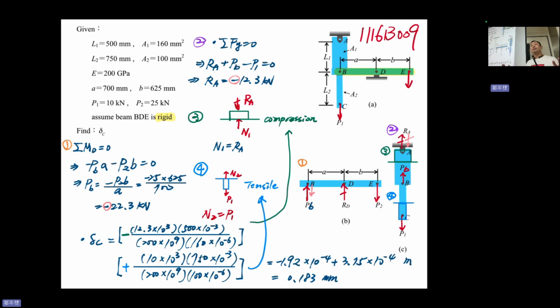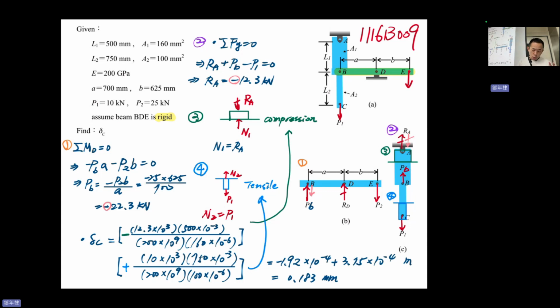Okay, that's it. So maybe you can notice that PL delta equal to PL divided by EA. This is a good equation. However, you need to note that the two components, the two sections may not necessarily all tensile. Okay, they might one of them become compression, one of them become tensile.